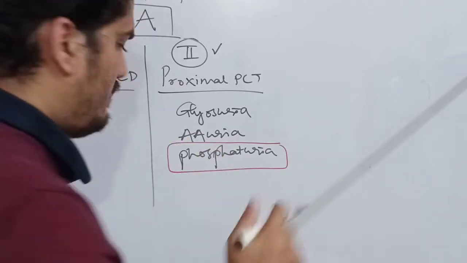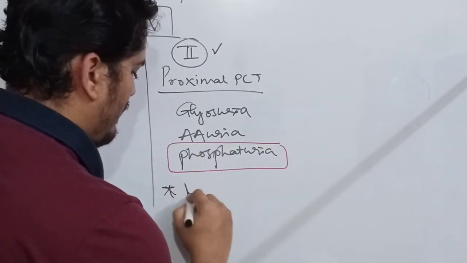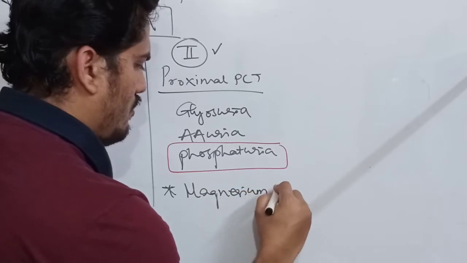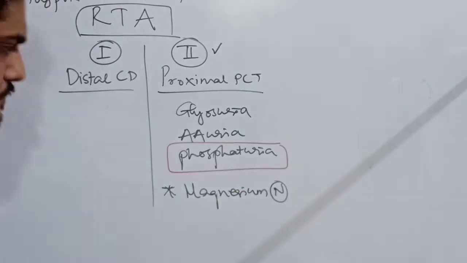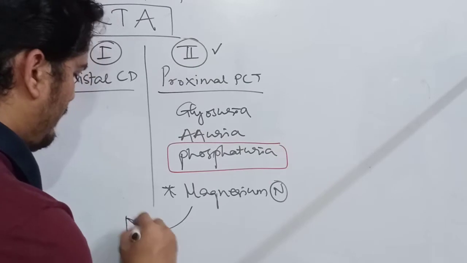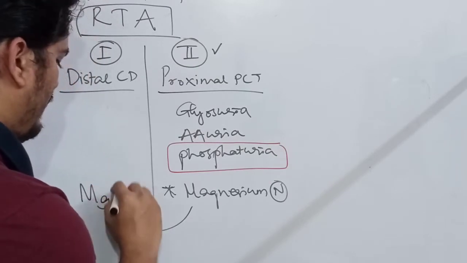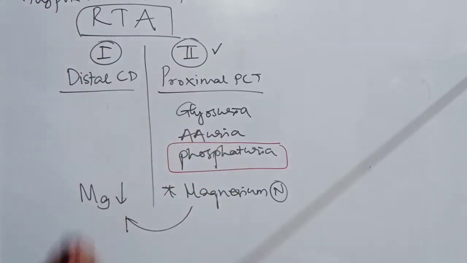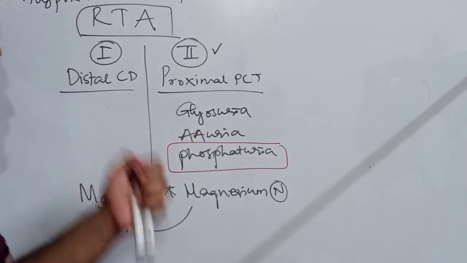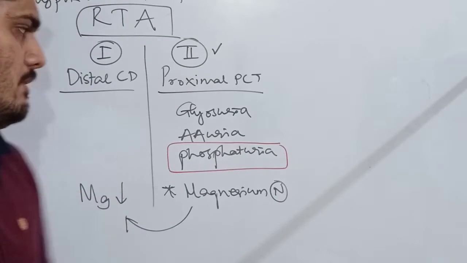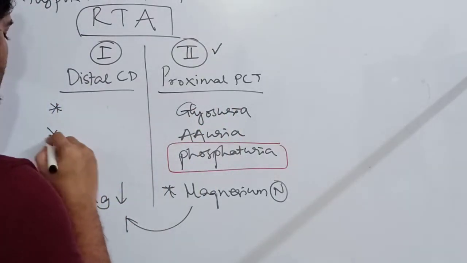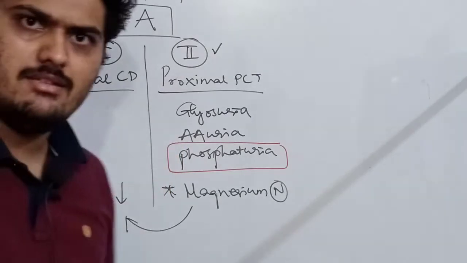Then the point to be noted here is the magnesium levels are normal here. Why is it important to know? Because if the magnesium levels are low, that is hypomagnesemia, then the diagnosis becomes RTA type 1. Because in RTA type 1, the distal segment has a problem. So how to differentiate between these two things? First one, distal segment, there is a problem.